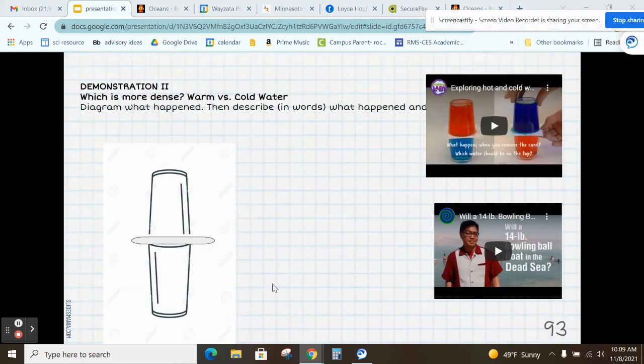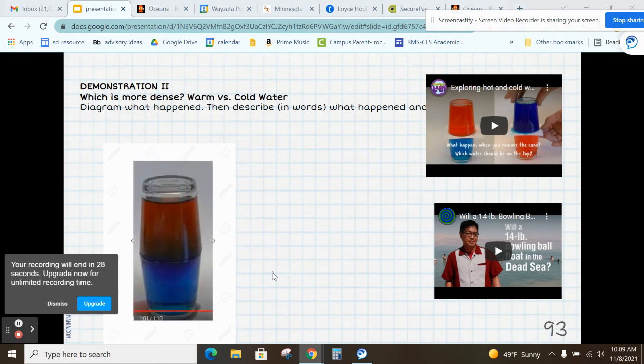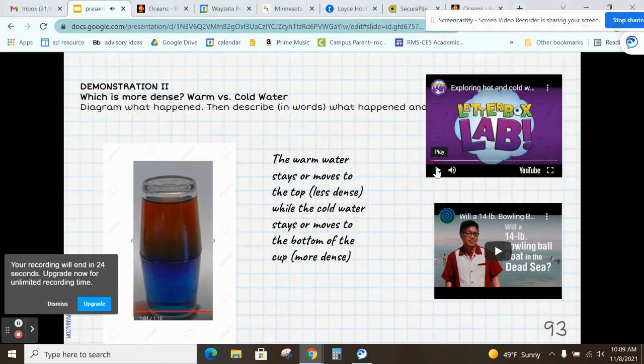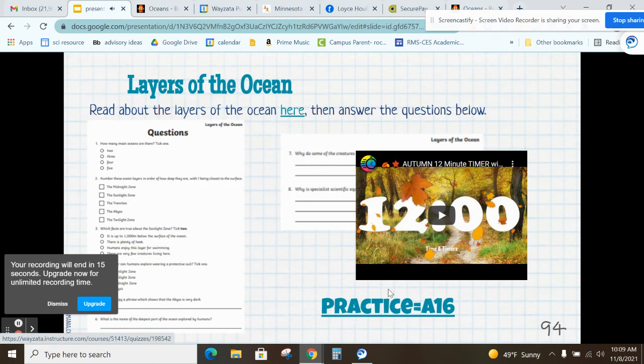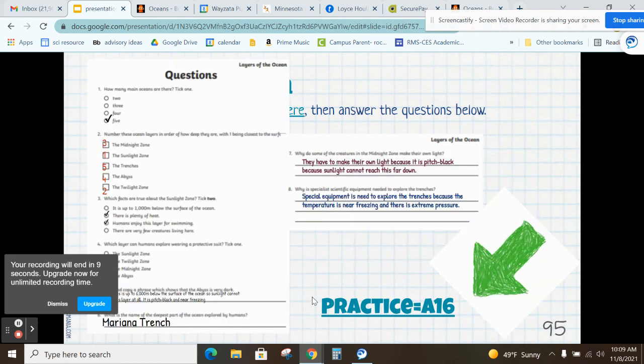Here we're watching another demonstration. Again, pause this video and then draw a diagram of what happened. There's a picture, and then in words, we see the warmer water staying on top as it's less dense, and then the colder water is at the bottom. Here you want to answer the questions for this part on layers of the ocean. And then the answers are just going to show up there because my time is running out.